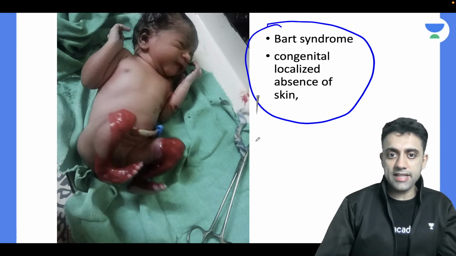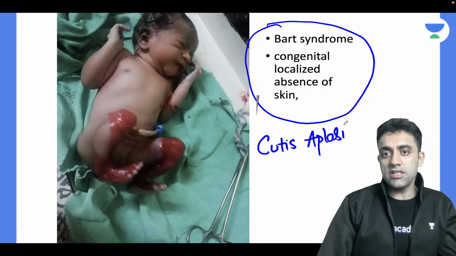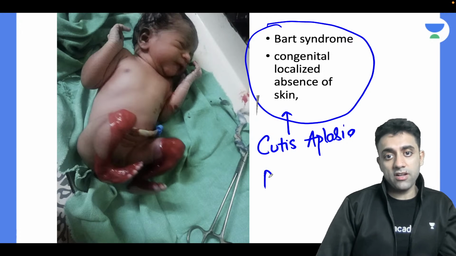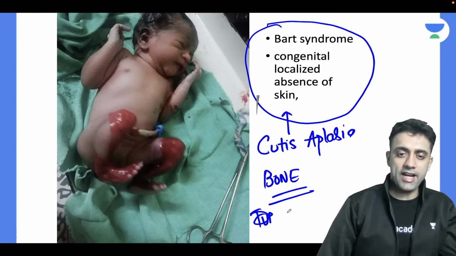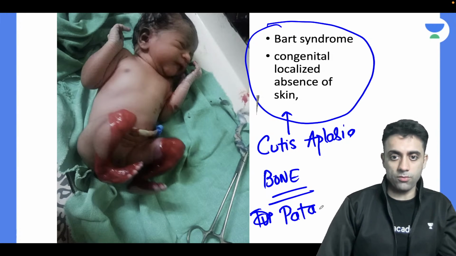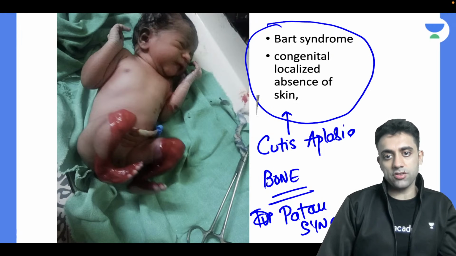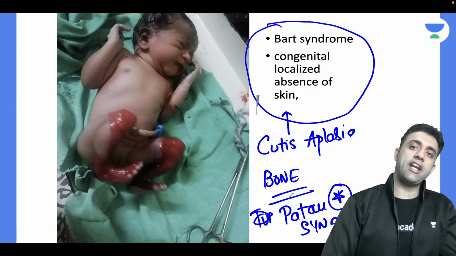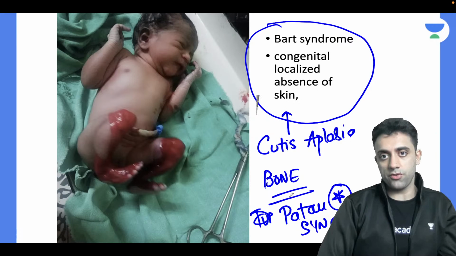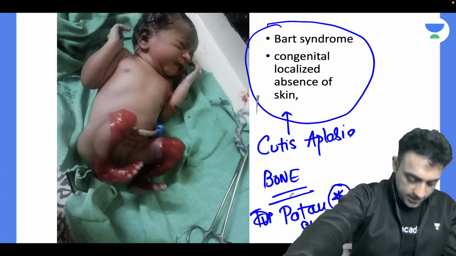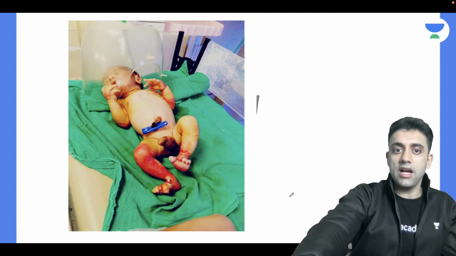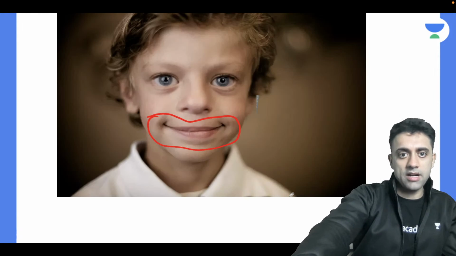In cutis aplasia, you will have congenital absence of skin, but even the underlying bone can be absent. Cutis aplasia is one of the findings of Patau syndrome. It is found more in Patau syndrome actually. And this one is Bart syndrome. Very good, Osama Sheikh. Again, Bart syndrome, remember, this part is over.